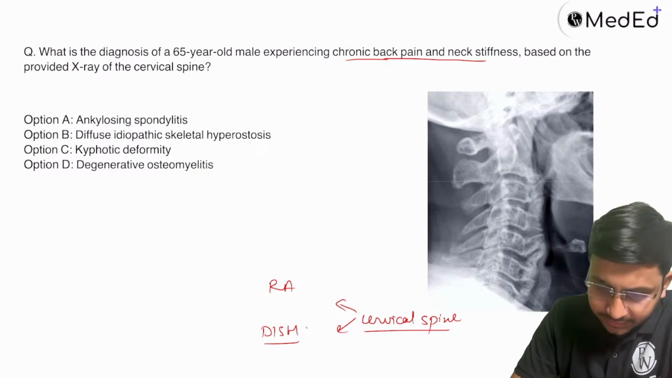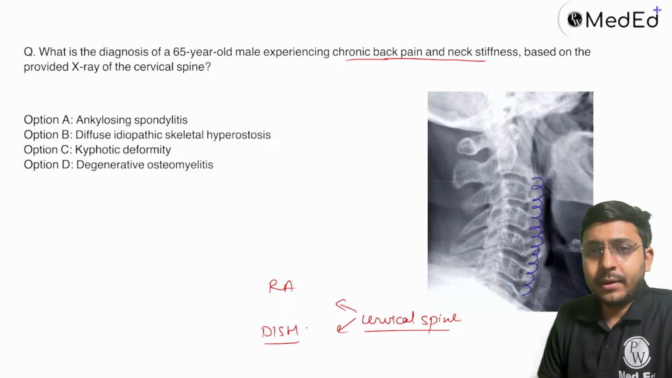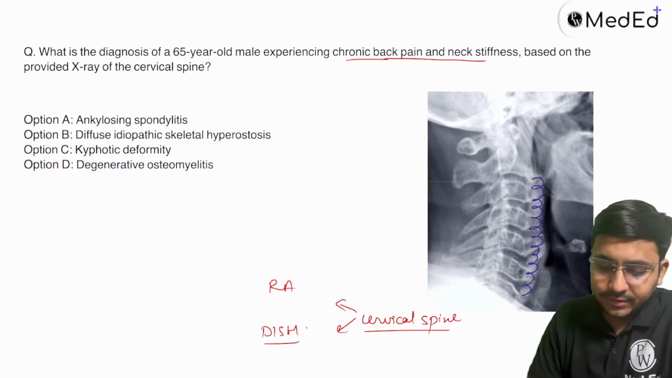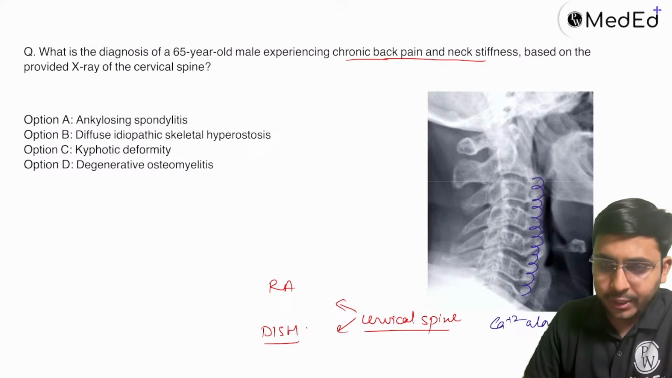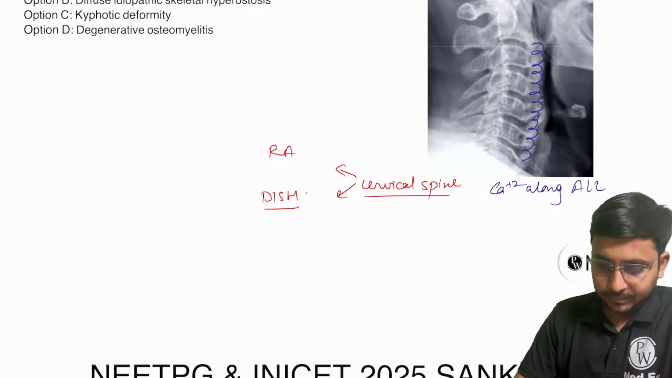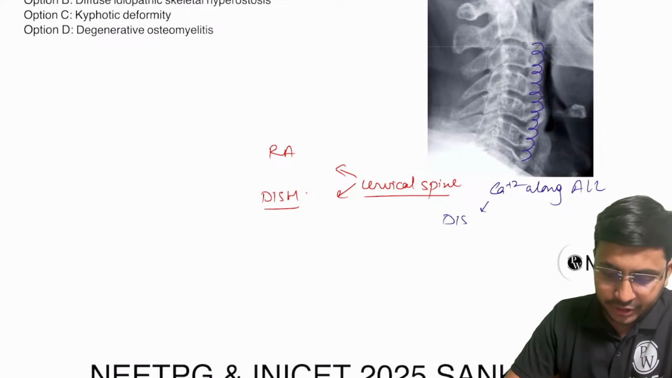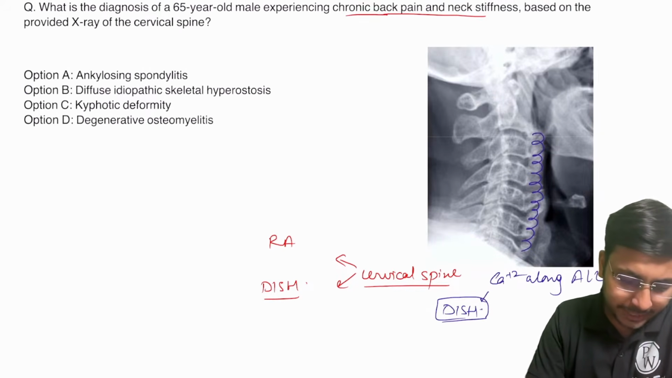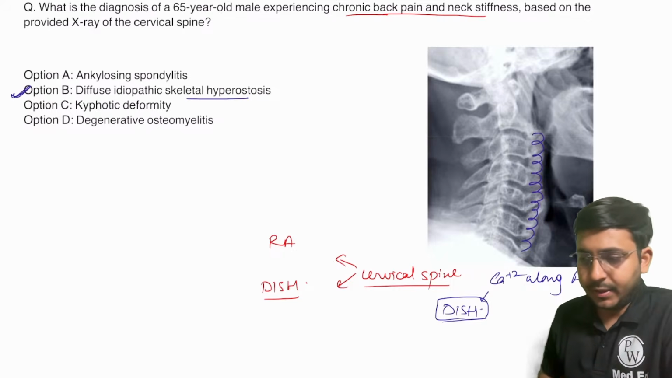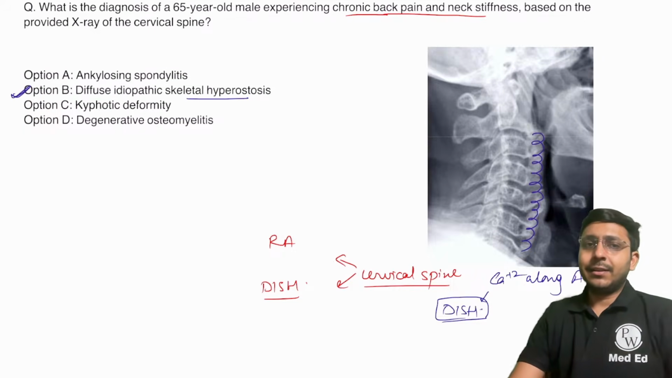So what do you see here? You see that there is calcification along the anterior longitudinal ligament. This is the hallmark of DISH. DISH stands for diffuse idiopathic skeletal hyperostosis. Candle dripping, candle wax dripping appearance. This is DISH.